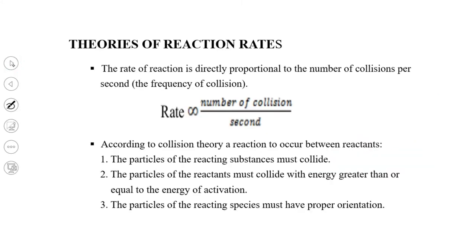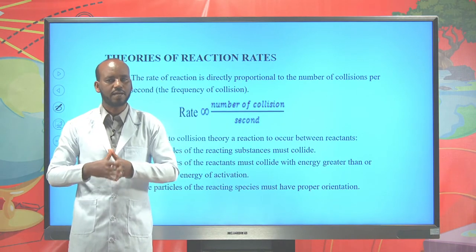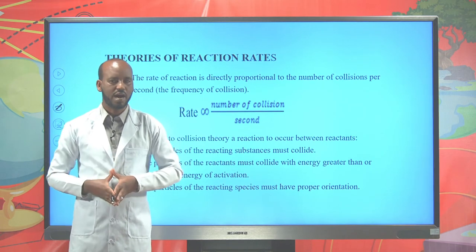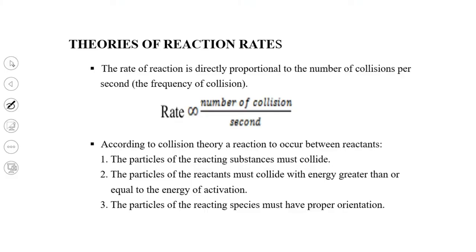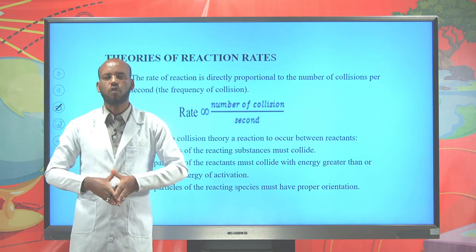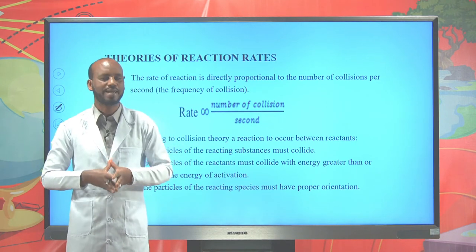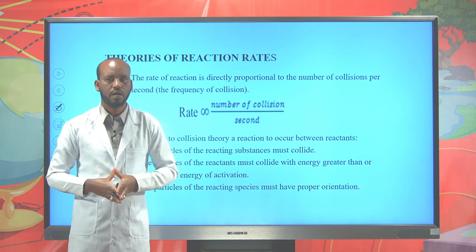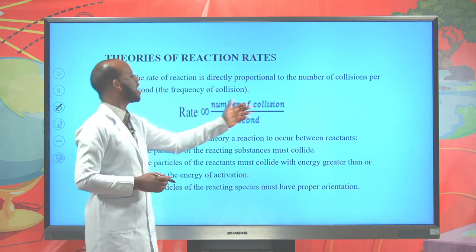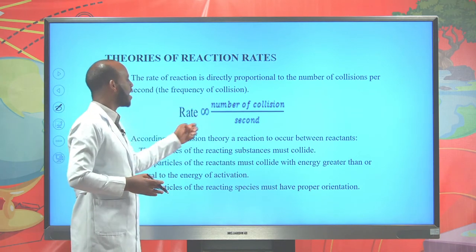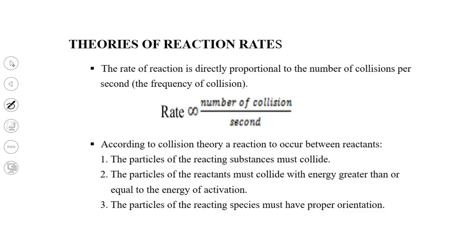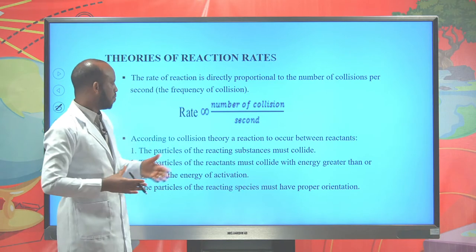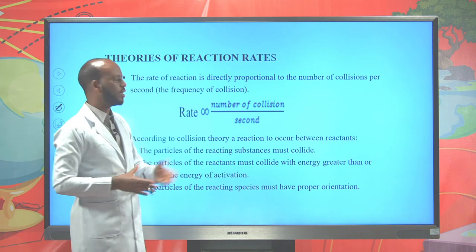Theories of reaction rates. The two important theories of reaction rates which help us to understand rate of the reaction are collision theory and transition state theory. Now, the rate of reaction is directly proportional to the number of collisions per second, or the frequency of collision. According to collision theory, in order for the reaction to take place, there must be collision between reacting particles. Therefore, rate of the reaction is directly proportional to number of collisions per second, or frequency of collision. Number of collisions per second is frequency of collision. With more collision between reacting substances, the rate of the reaction is high.